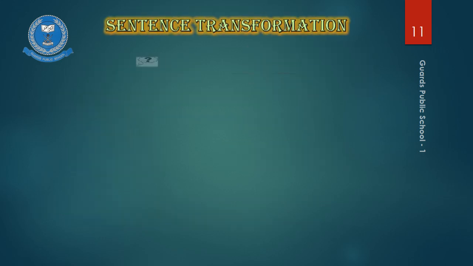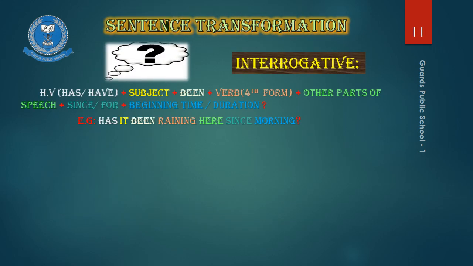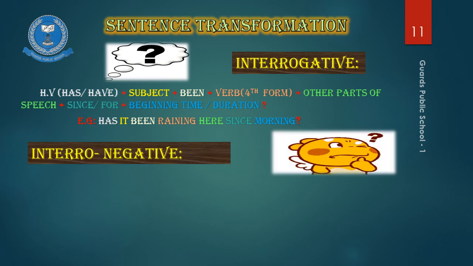The interrogative form of sentence takes a helping verb in the beginning, then the subject, the auxiliary verb been, the fourth form of verb, other parts of speech, since or for, and the beginning time or duration of the action. For example, has it been raining here since morning?